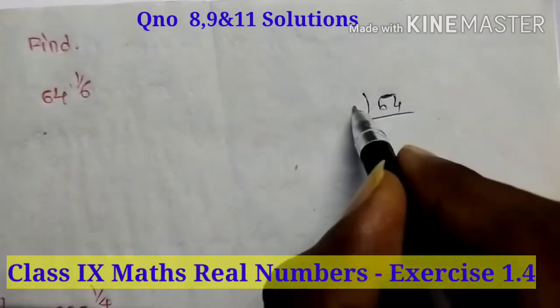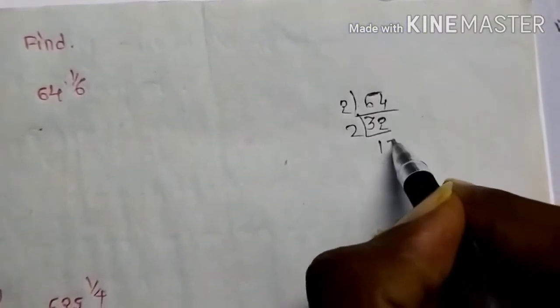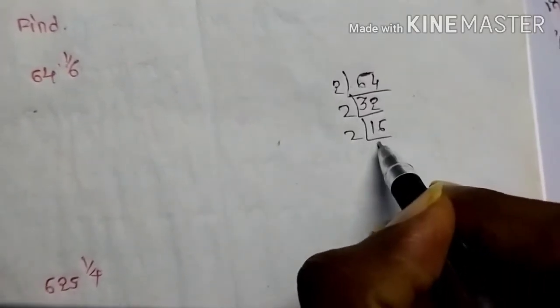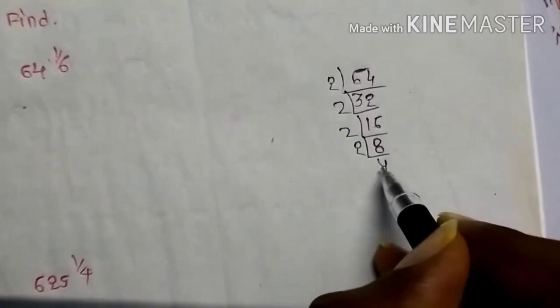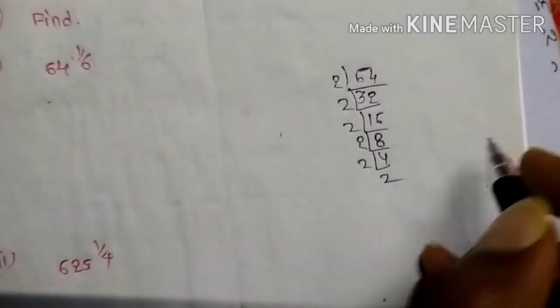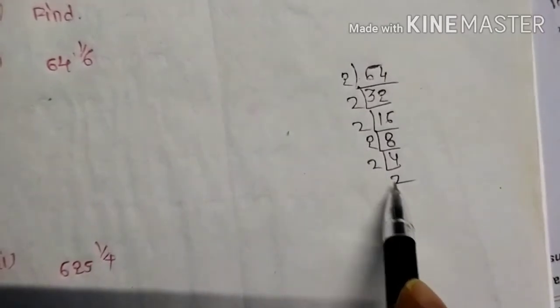So how can you write here? 2 3s are 6, 2 2s are 4. Next here 2 1s are 2. You have studied this in the 8th class. 2 8s are 16, 2 4s are 8, 2 2s are 4. That means how many 2s are available? So you can see 1, 2, 3, 4, 5, 6.